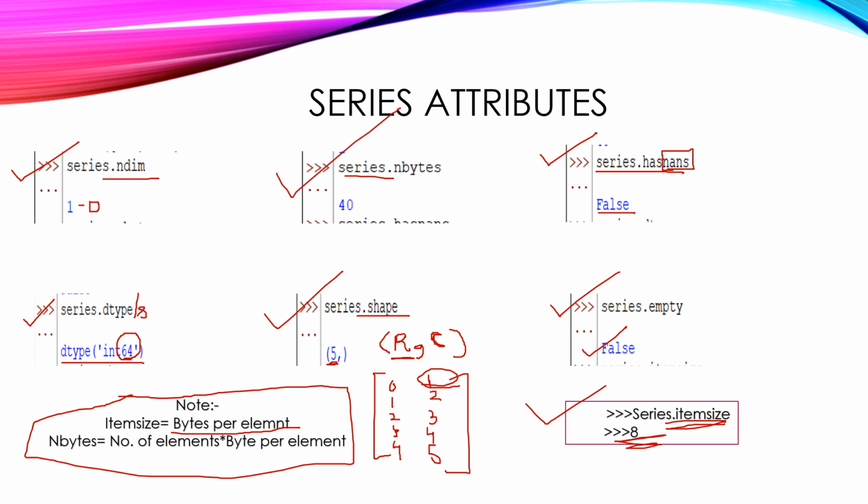Now a similarly related attribute is series.nbytes. Series.nbytes is equal to the number of elements the series has, for example this series has 5 elements, multiplied by bytes per element. Usually all the series have 8 bytes per element. So this 5 gets multiplied by 8, giving us the answer as 40.